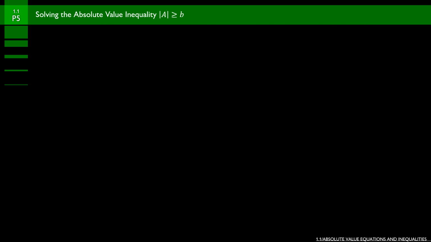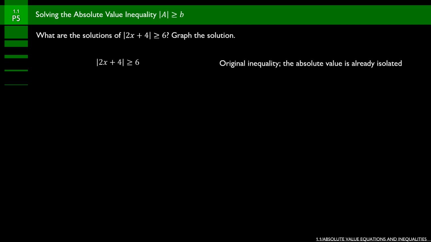For the next problem, we're going to try the same thing, except we're going greater than or equal to b instead of less than b. So what are the solutions of the absolute value of 2x plus 4 is greater than or equal to 6, and graph the solution? Once again, that absolute value has been isolated, so we skip to step 2, which is to split it into two separate inequalities. So we've got 2x plus 4 is greater than or equal to 6. Again, all we've done is drop the absolute value signs. And 2x plus 4 is less than or equal to negative 6. We've flipped the sign and we've made the 6 negative.